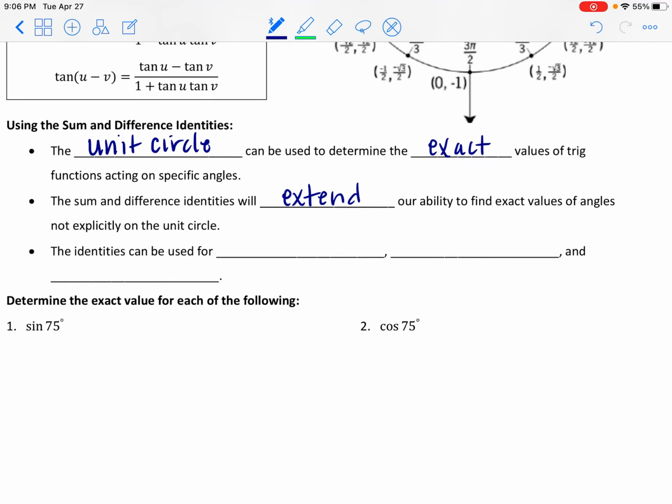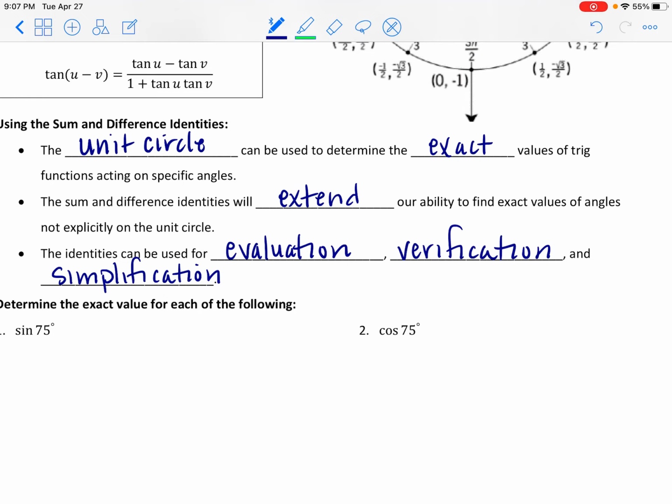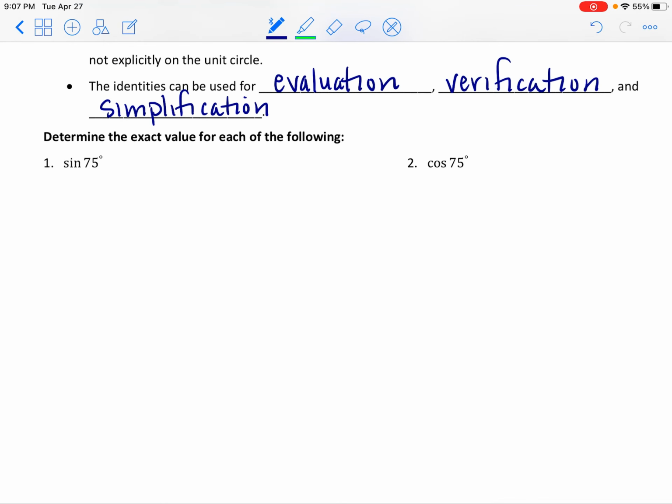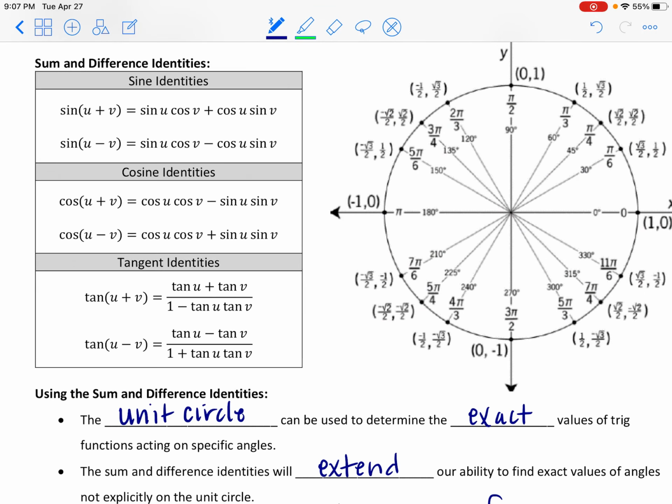And specifically what we'll be doing with these identities is using them for evaluation purposes, verification as we saw in our previous topic, and simplification as we saw in our previous topic. And some of these things kind of go hand in hand. The simplifying might help us to evaluate. Okay, so let's look at an example, and I'm going to be referencing the unit circle and these identities in the process. This is why I give you both of those pictures.